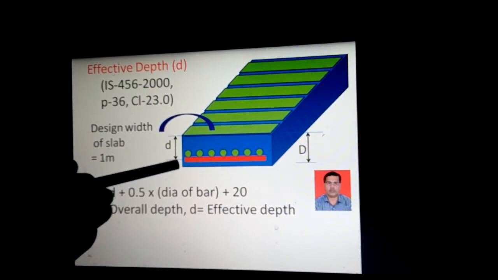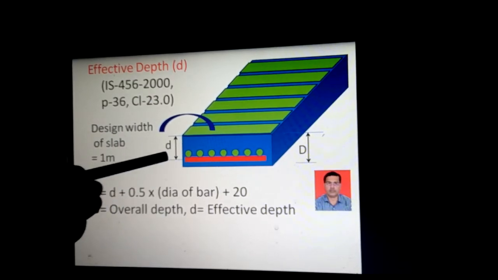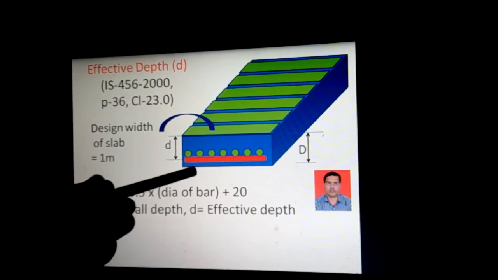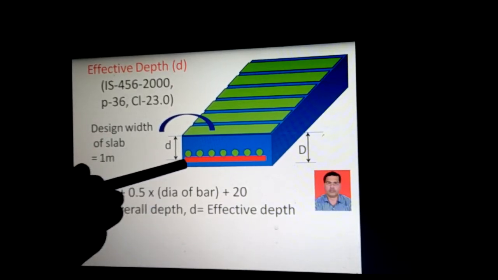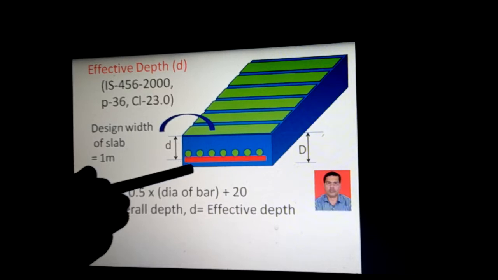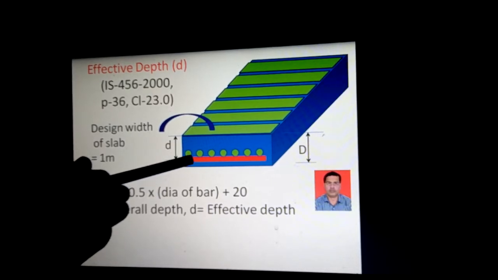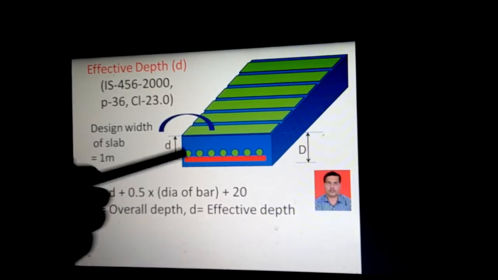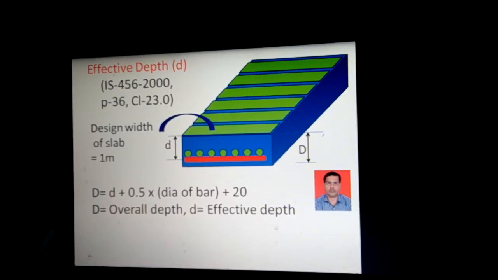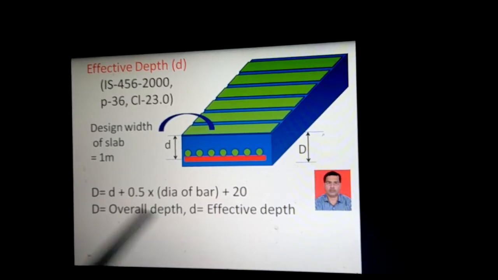Now if we know the effective depth value and the diameter of the main steel bar, that is in red color, and the minimum clear cover from the bottom of the steel bar to the bottom of the slab, we can calculate capital D, that is d plus 0.5 diameter of the main steel bar plus 20. So if we know small d, we can calculate capital D, or if in some case we know capital D, the overall depth of the slab between top and bottom of the slab, we can calculate small d also.